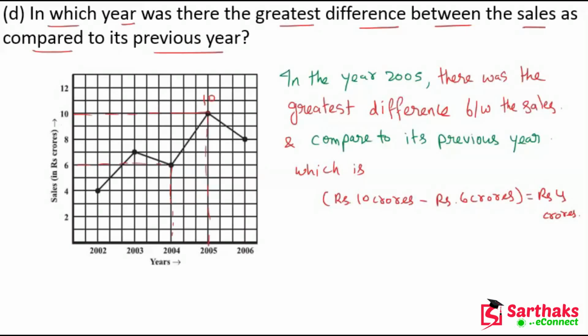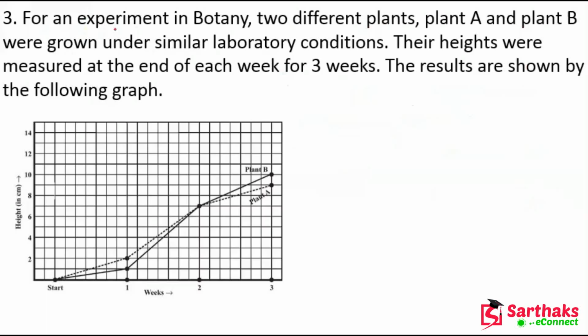Now the next one, here you can see that for an experiment in botany, two different plants, plant A and plant B, were grown under similar laboratory conditions. Their heights were measured at the end of each week for 3 weeks. On the x-axis here is the weeks, and on the y-axis here is the height, which is in centimeter. Now the results are shown by this following graph.